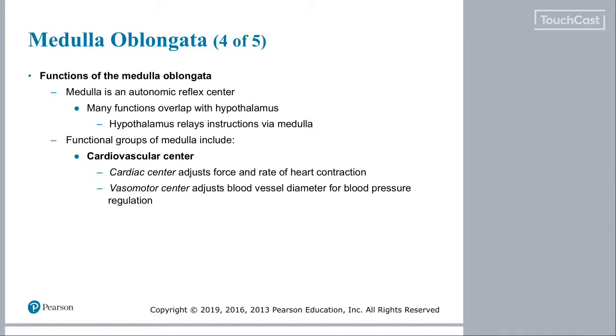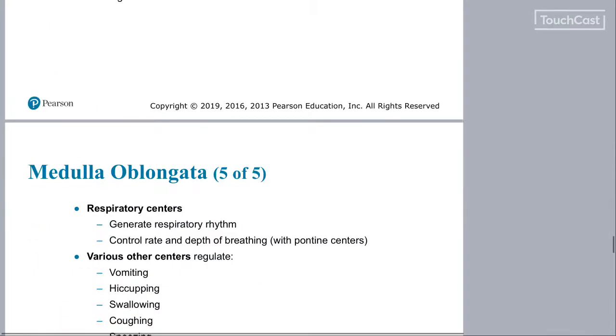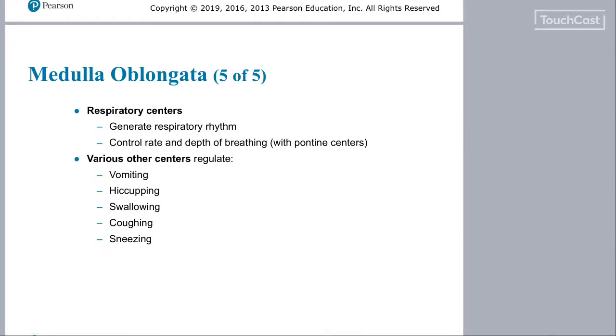Now, the functional groups of the medulla include the cardiovascular center, which is going to adjust our force and rate of heart contraction, and the vasomotor center. So, vaso and motor, so blood vessel muscle, adjust the blood vessel diameters for pressure and regulation. So, whether it constricts our blood vessels or whether it opens and enlarges them. It also contains the respiratory center, so how we generate a respiratory rhythm. It controls the rate and our depth of breathing. And it also controls some other interesting things that we do, such as vomiting, hiccuping, swallowing, coughing, and sneezing.